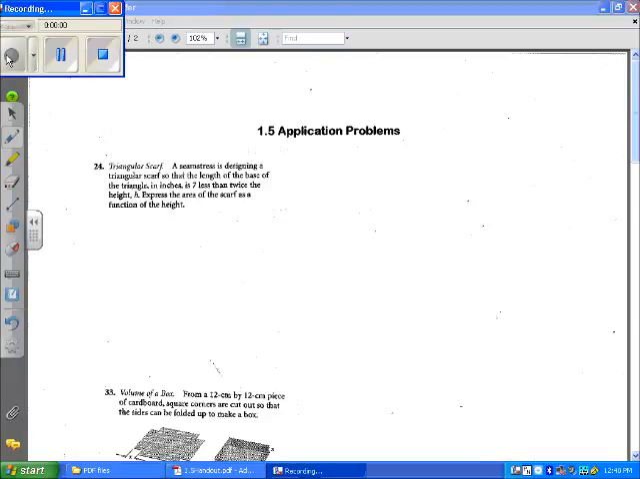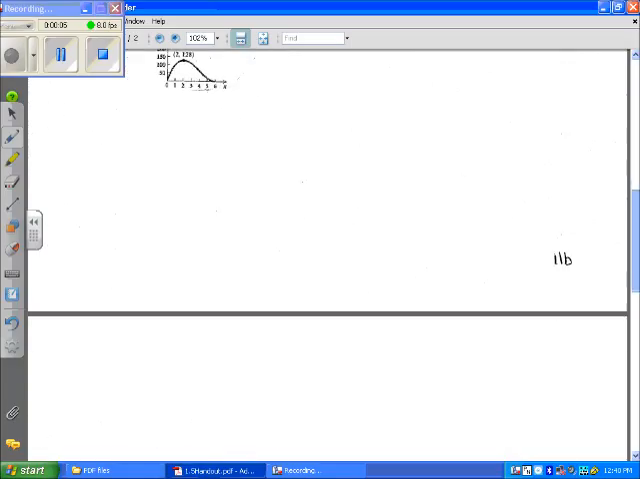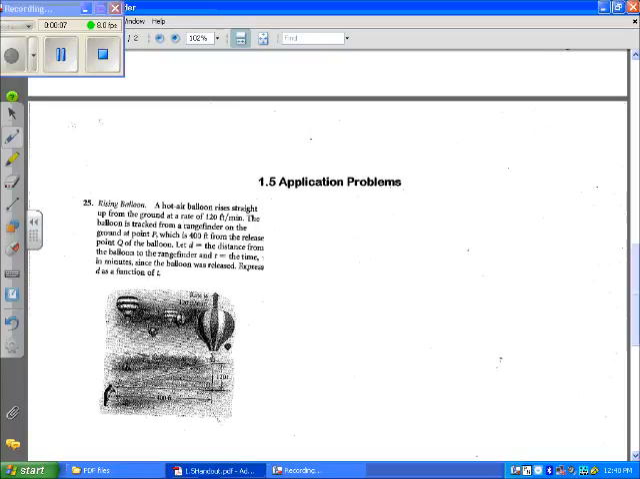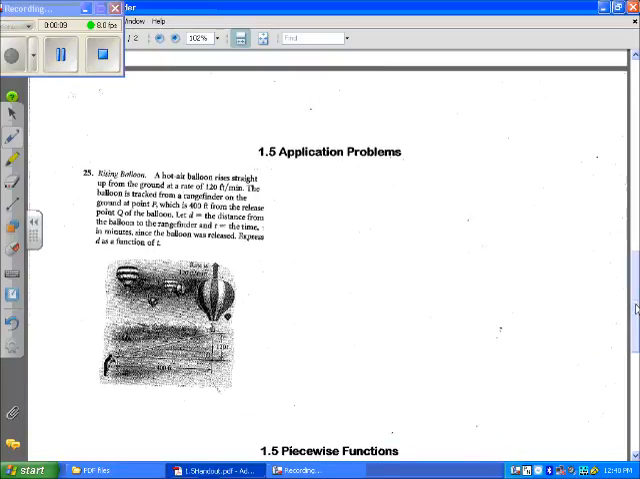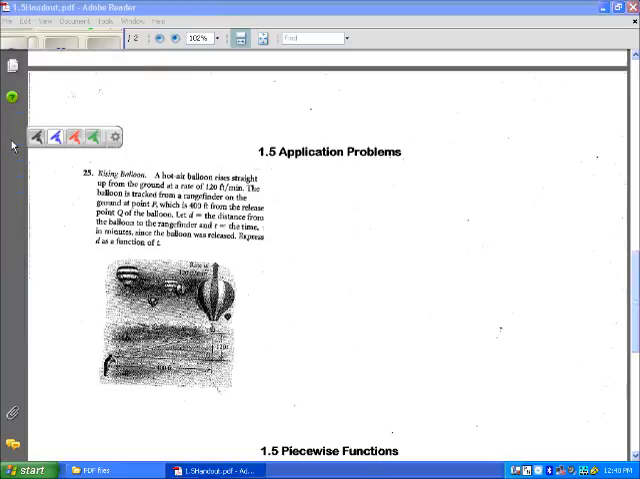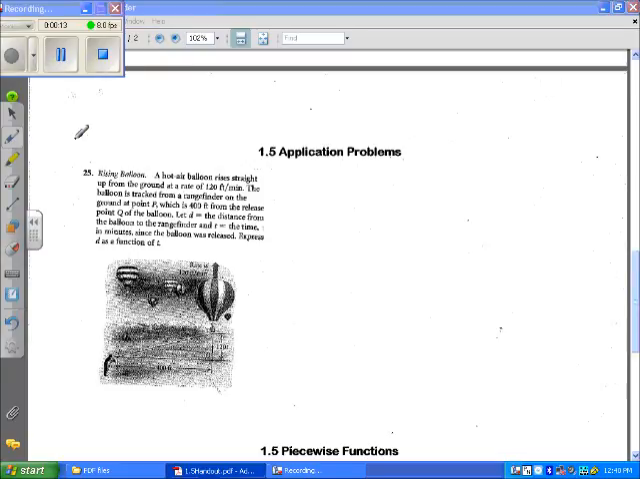Let's do another example from 1.5, another application problem, number 25, which is right here. Before we begin this example, I want to review the Pythagorean theorem. If you remember, the Pythagorean theorem is dealing with a right triangle. A right triangle is a triangle with a right angle, which means it's 90 degrees.